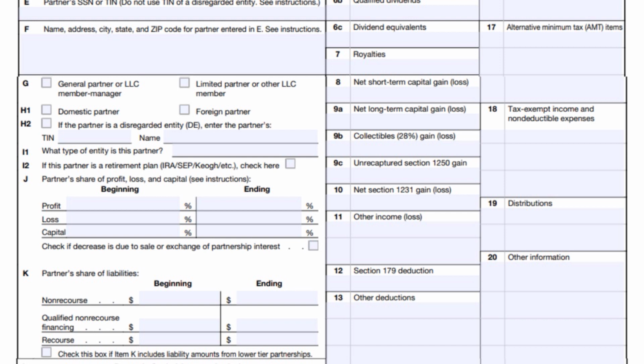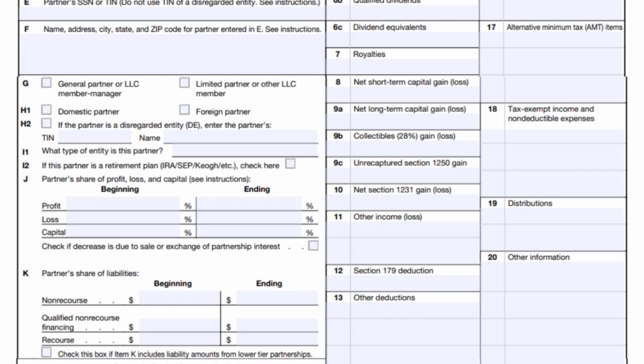Box 8, you have net short-term capital gain or loss. Box 9, A through C, you have other capital gains or losses. Box 10, you have net section 1231 gain or loss. This is very important because section 1231, just to quickly explain here, section 1231 transactions involve the sale or exchange of property, leaseholds, cattle and horses, timber, coal or iron ore, and other property. Box 11, you have other income or loss. Box 12, you have section 179 deduction. If you're claiming the section 179 deduction, you'll report your share of that deduction here.